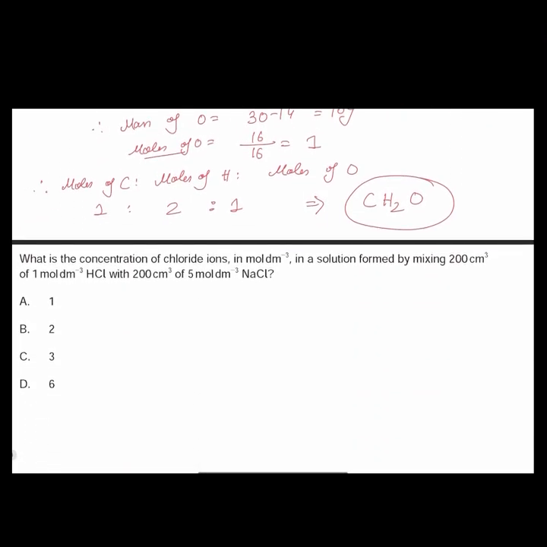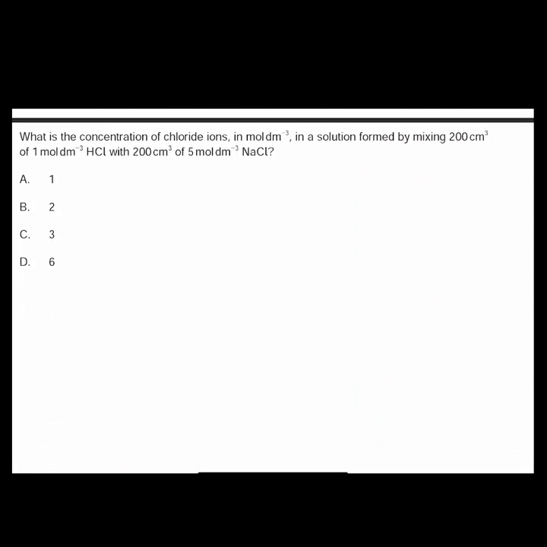Yeah. The next one. Find the concentration of chloride ions in a solution formed by mixing 200 cm cube of 1 mole per dm cube HCl and 200 cm cube of 5 mole per dm cube NaCl. You have to find the concentration of Cl minus ions. First, moles of Cl minus from the HCl solution. Moles will be concentration times volume, but your volume should be in dm cube, so I'll convert the volume into dm cube. So moles of Cl minus from HCl will be 0.2 mole.